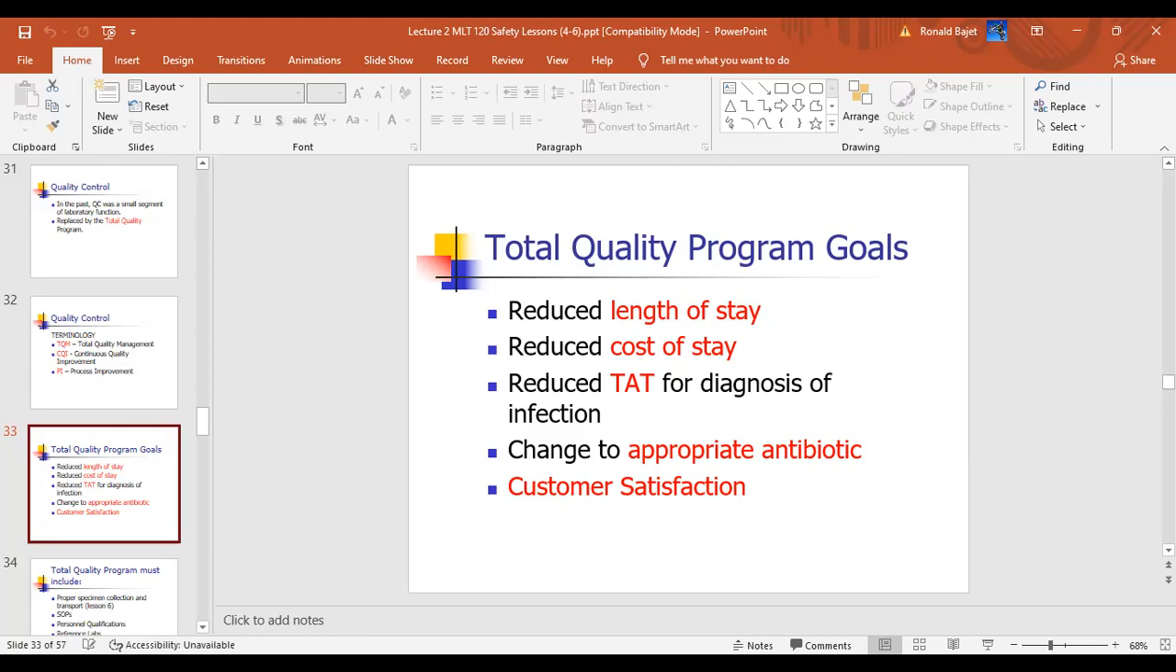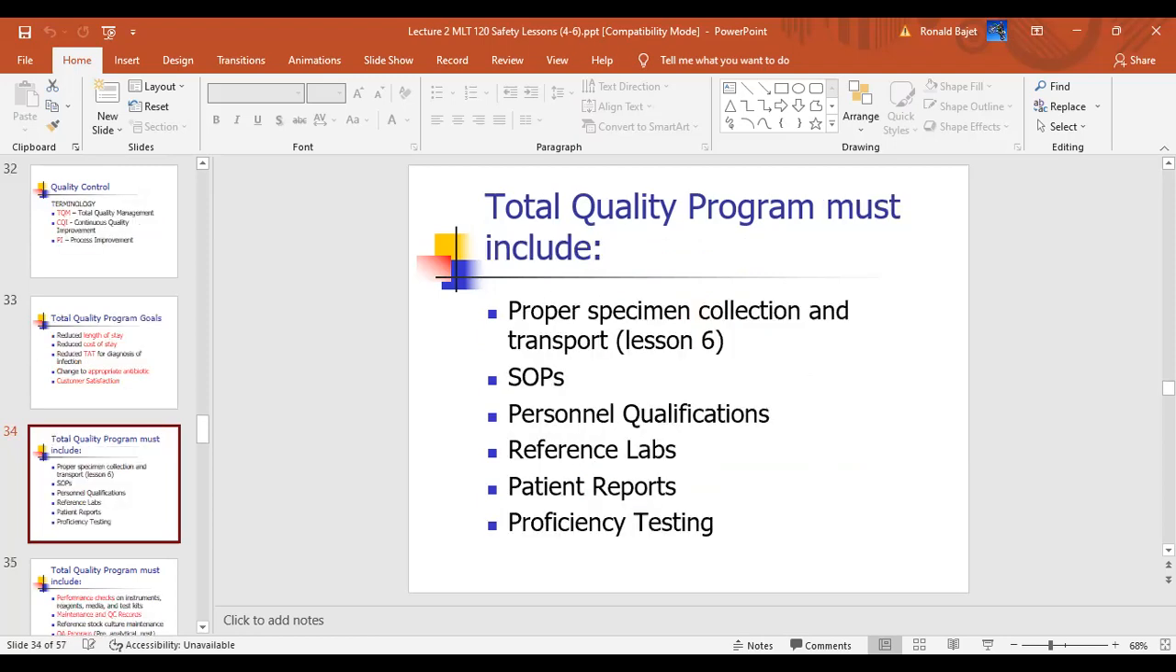And customer service. You always want to be nice to the patient so that they'll tell their friends, I had a great experience at Sharp, or I had a great experience at Scripps. That way, the next time you're sick, you can tell them, I want to go to Sharp or Scripps. Customer satisfaction.